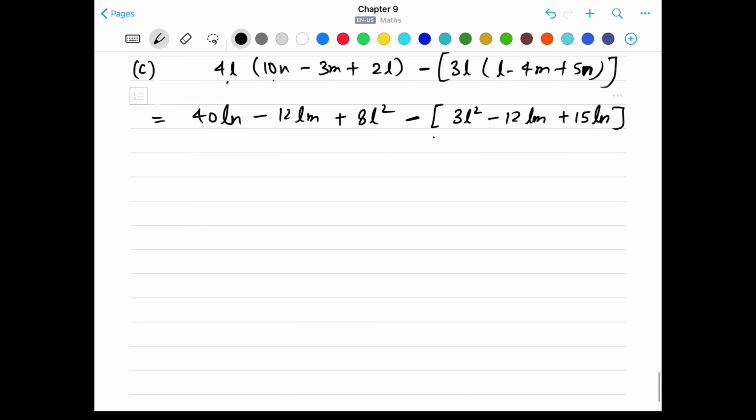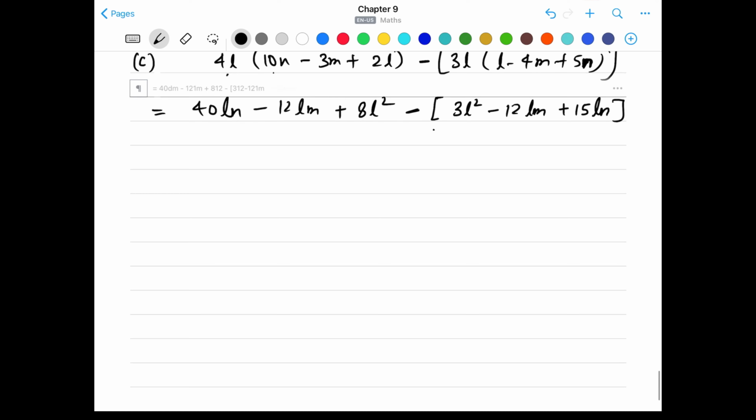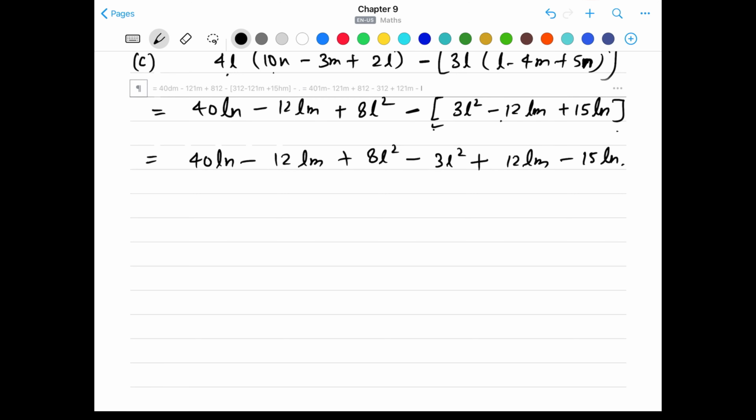Okay, so now we are going to open this bracket by changing the sign of all the terms inside the bracket. So we have 40 ln minus 12 lm plus 8 l square. When you open this bracket, all the signs inside the bracket will be changed. So this plus will change to minus 3l square, this minus will change to plus 12 lm, and this plus will change to minus 15 ln.